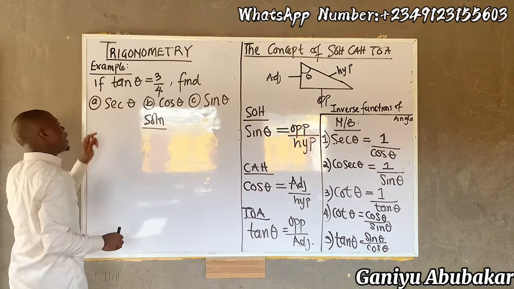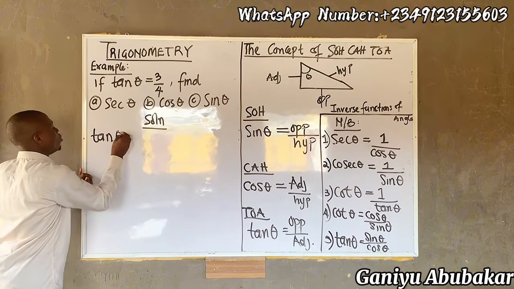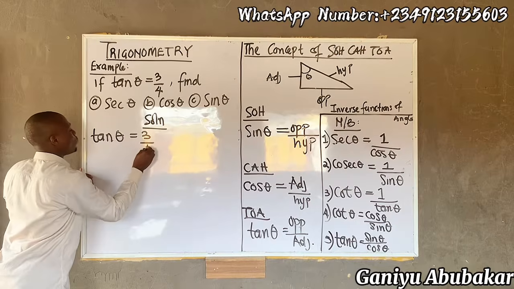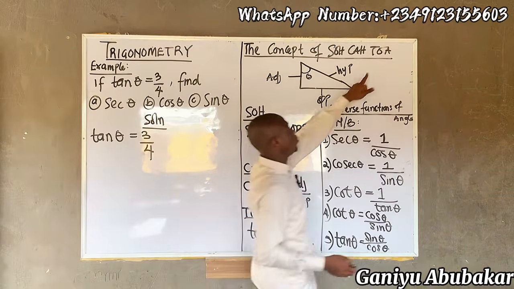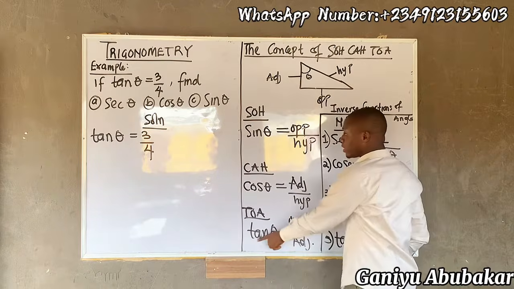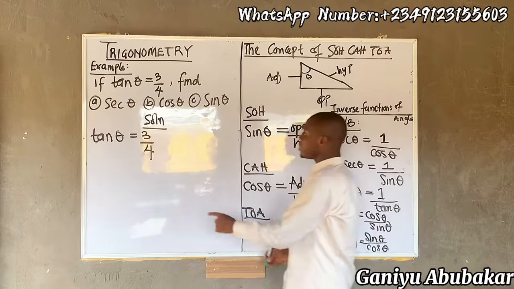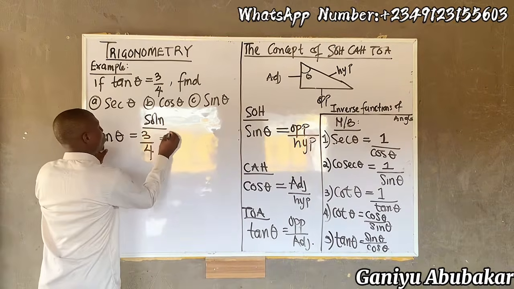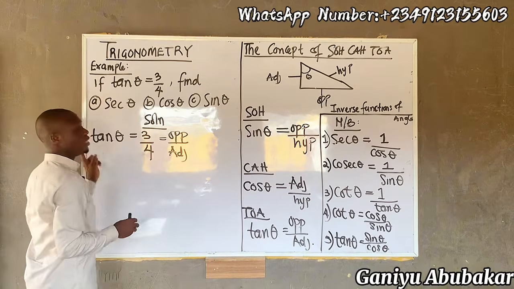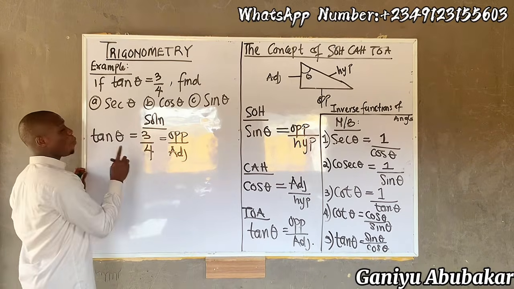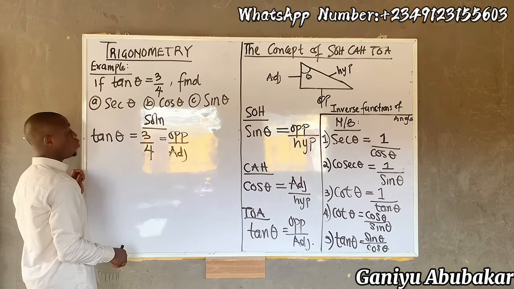Solution: I'm given tan theta equal to 3 over 4. From the SOH CAH TOA concept that we discussed, what does tan theta mean? Tan theta means opposite over adjacent. So in this question, my opposite is 3, while my adjacent is 4.